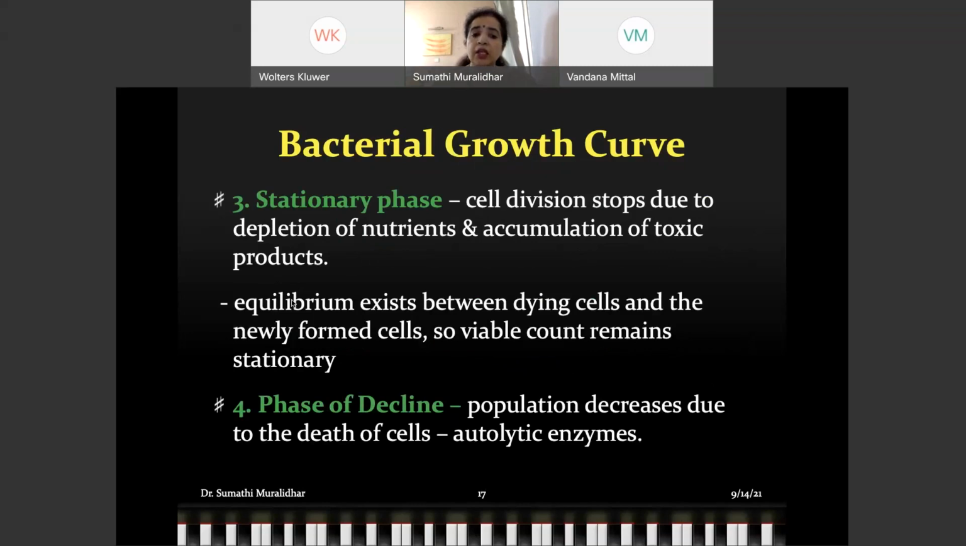But this is a stage where equilibrium exists between the number of dying cells and the newly formed cells. So basically the count may remain the same, because as the bacteria are dying, new ones are also being formed. So the stationary phase is where it is stationary and the graph will plateau off. That's why it's called the stationary phase. And the phase of decline is when the population of the bacteria decreases due to death of the cells.